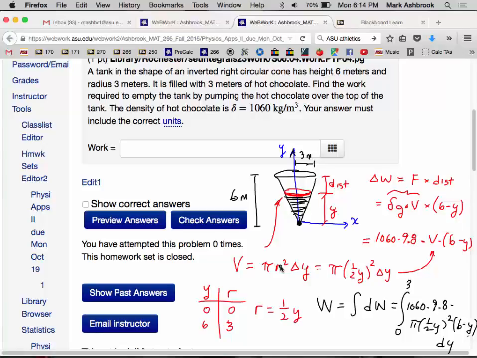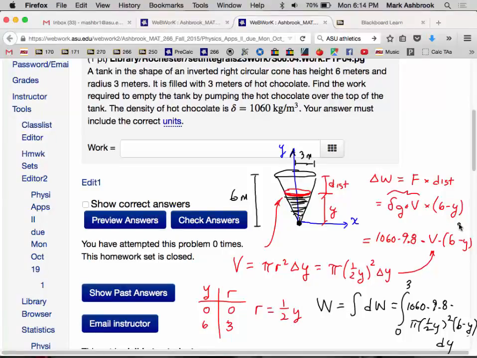Yeah. Please. Because it says to empty it out over the top, you don't have to take it all the way to the top. I did. My distance is 6 minus y. That's that. But which layers am I taking out? Y equals 0 all the way to y equals 3. Gotcha. So, yeah, but I did take it all the way out to the top. That's right, 6 minus y.